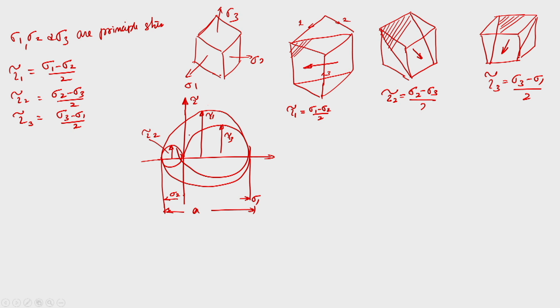So, you will find that the maximum shear stress tau 1 is equal to sigma 1 minus sigma 2 by 2. So, that is what you are getting. So, all the three you can get by your Mohr circle.